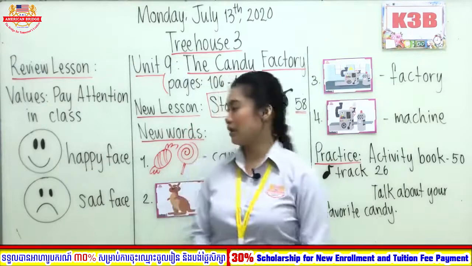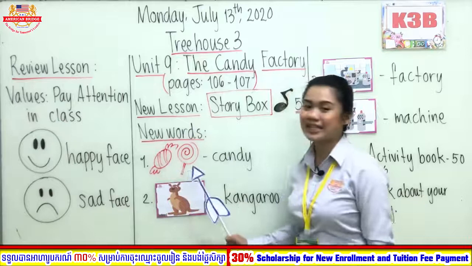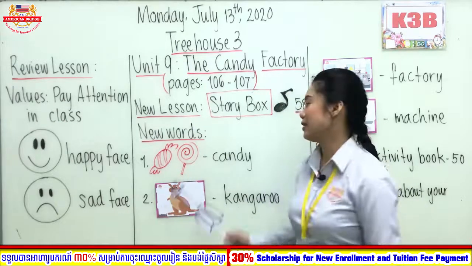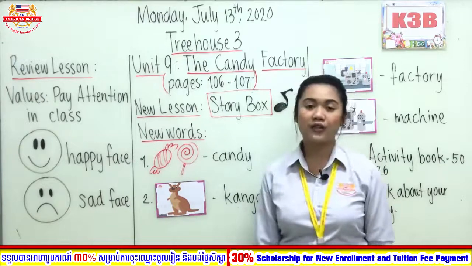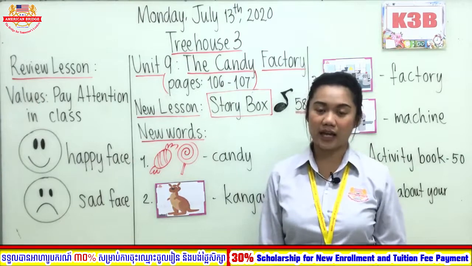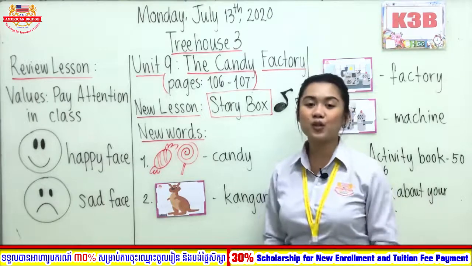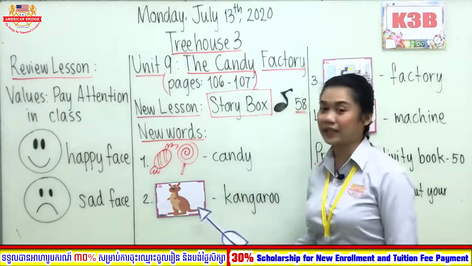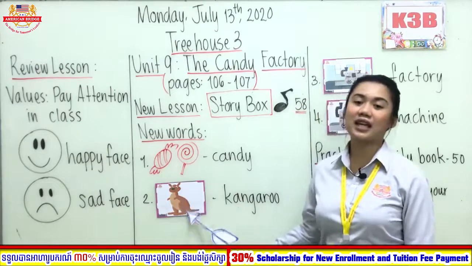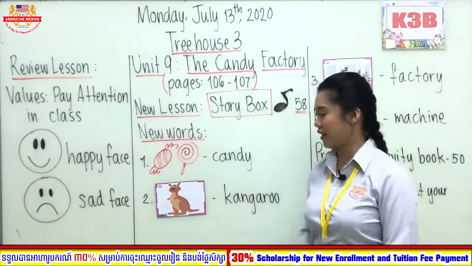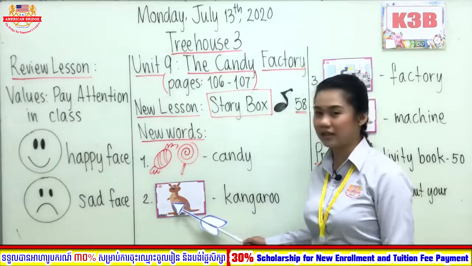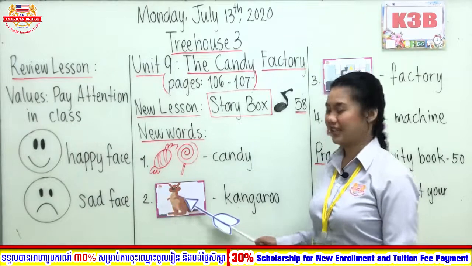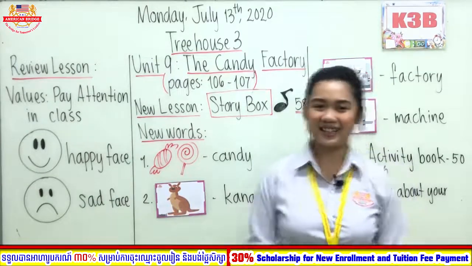4 new words. So for the number 1, this one is candy. You like candy, everyone, right? Alright, this one is made of sugar, correct, and puts a lot of flavors to have a taste. Next, kangaroo. You know kangaroo, an animal that lives in Australia, correct, and this one has a pocket where their baby kangaroos live. Yeah, you see?